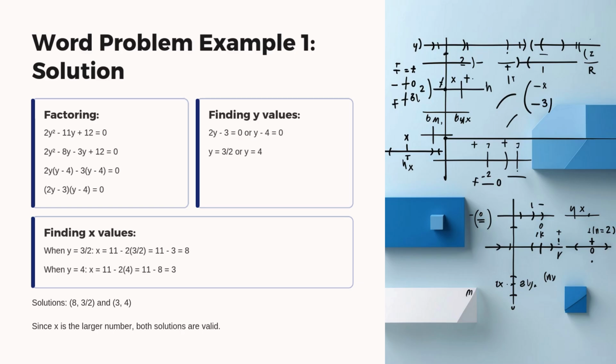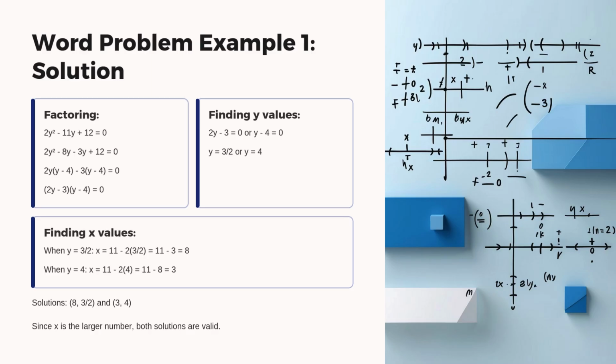Now factor out the common binomial factor, (y - 4). This gives (2y - 3) multiplied by (y - 4) equals 0. This is simplified by removing the shared factor. To find the y values, set each factor equal to 0: 2y - 3 equals 0, or y - 4 equals 0. This follows from the zero product property.